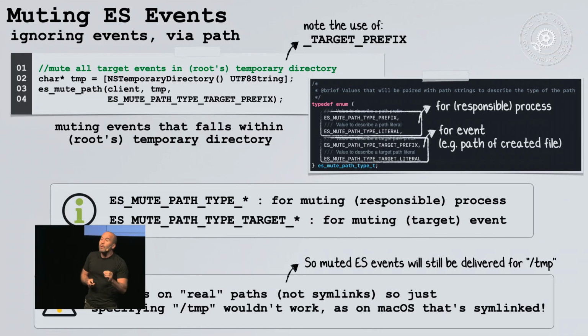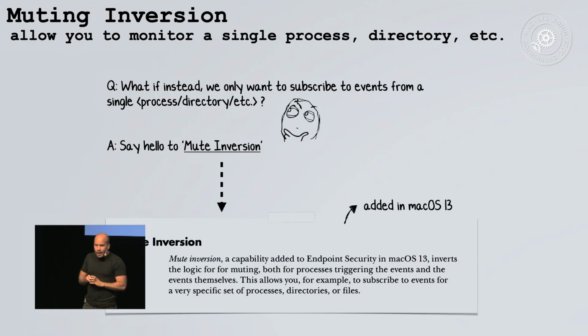One nuance: Endpoint Security, being a low-level C API, does not work on paths that are symlinked. So actually on macOS /tmp is symlinked to /private/tmp, I think. It's symlinked to something else. So if you pass /tmp to the muting APIs, they won't fail, but you'll still get events because under the hood they're actually being symlinked. So this is good to be aware of. Just make sure you resolve any symlinks before you pass the paths to Endpoint Security. Again, another nuance.